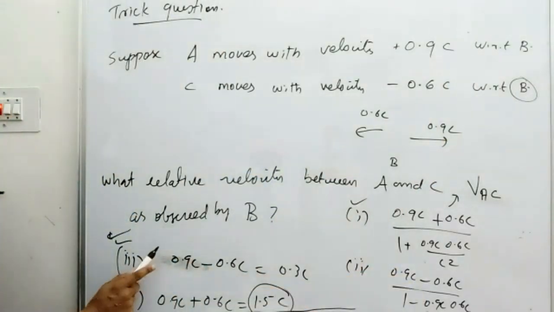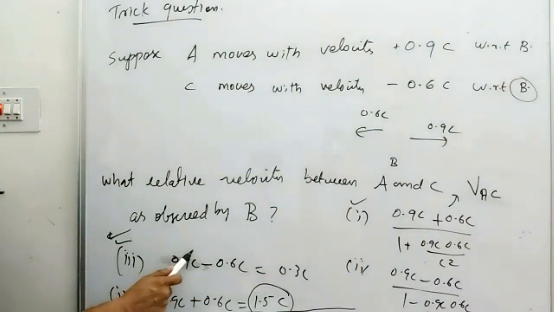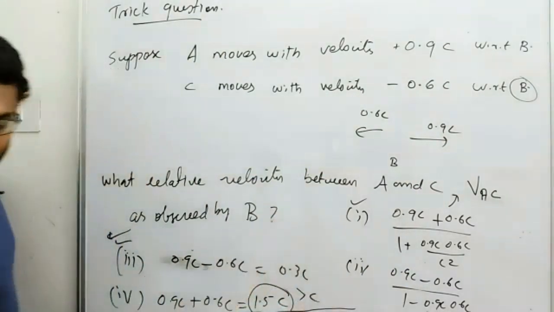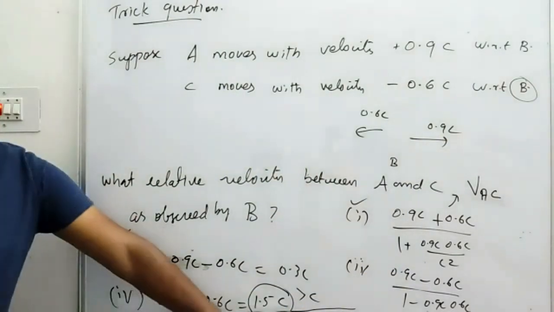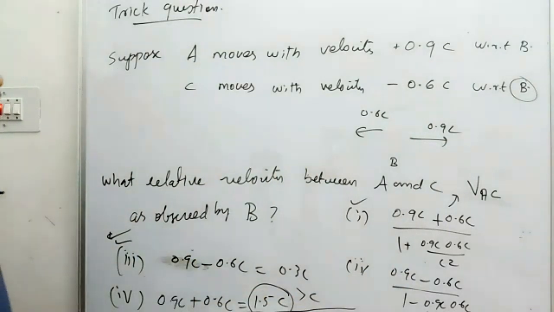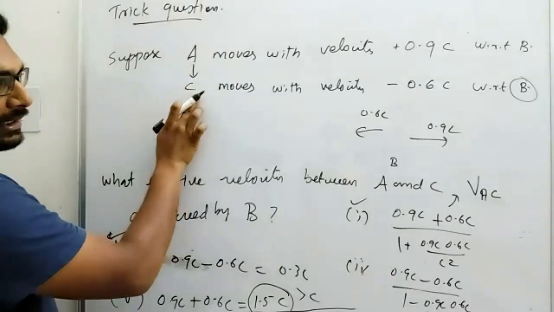And this is also the relative velocity if they are moving in the same direction. Now, if you look at this, this is greater than C, and this is allowed. So you have to use the velocity addition formula only if you need to find the velocity of A with respect to C.